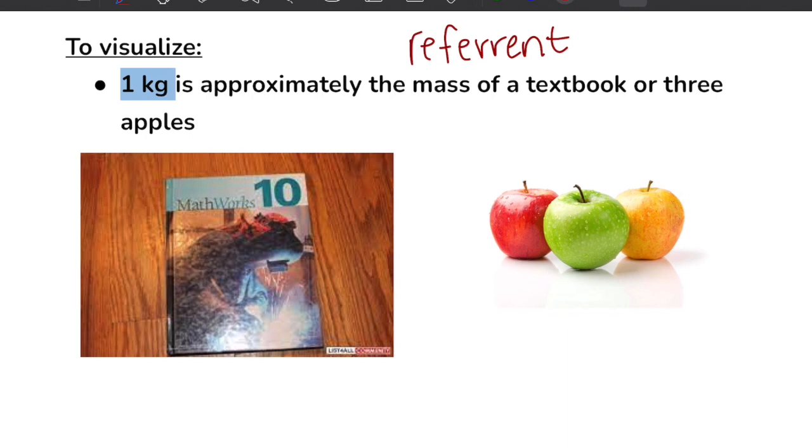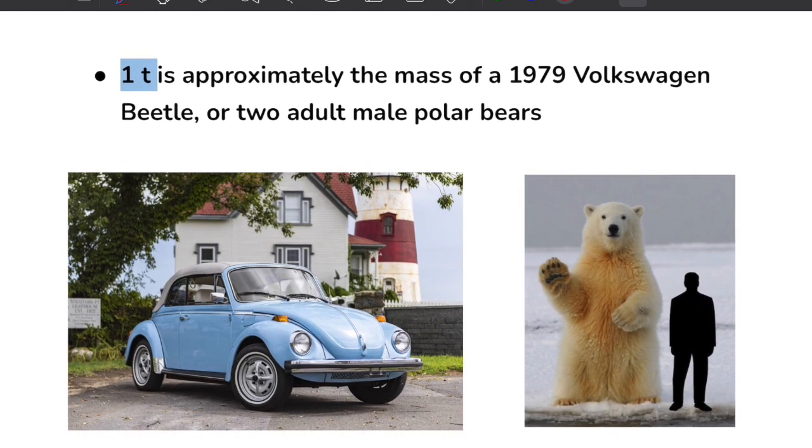To visualize, 1 kilogram is roughly the mass of a good-sized textbook, okay? You can also think of it as the mass of 3 apples. Here, that textbook is my referent. If I want to visualize 10 kilograms, I'm going to visualize 10 good-sized textbooks, okay? 1 ton is approximately the mass of a 1979 Volkswagen Beetle or 2 adult male polar bears. That is huge. So 2 of these, okay?